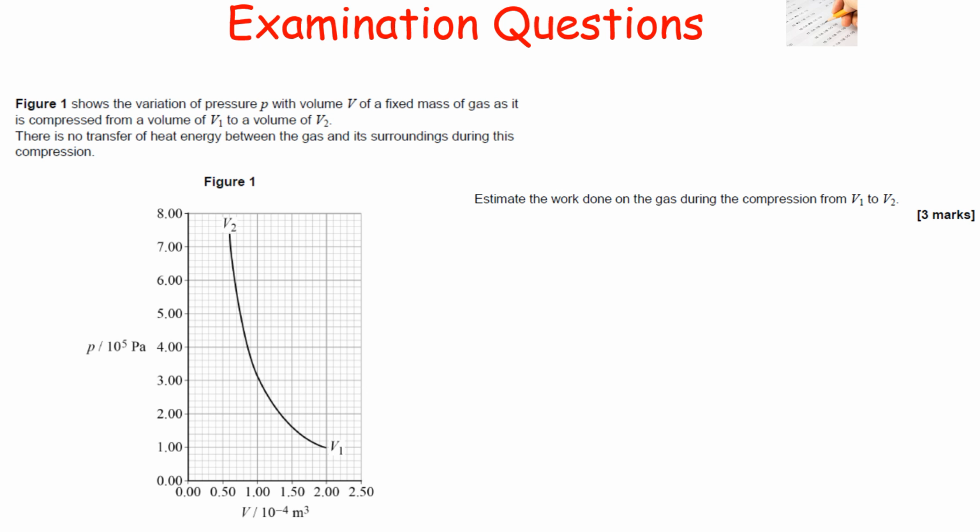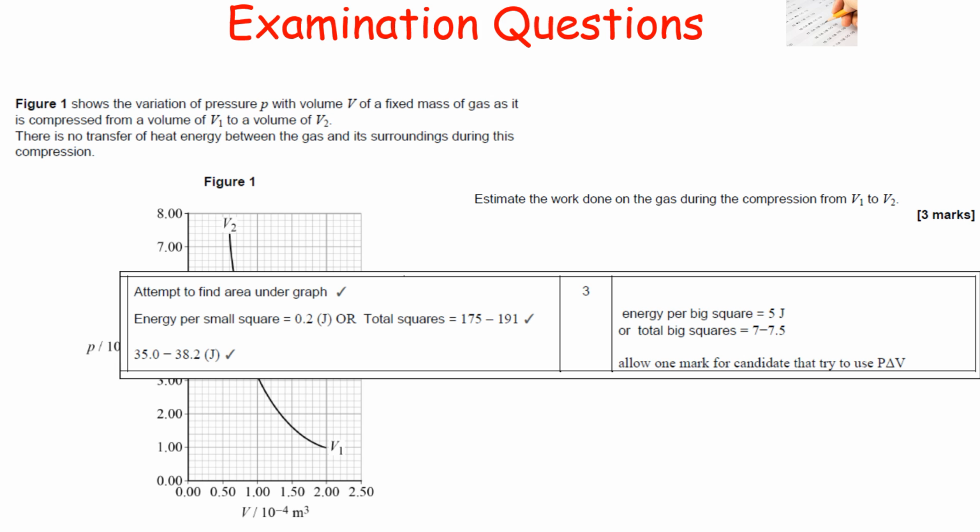Well, it's very important that when you get a PV graph in your exam, to calculate the work done on the gas or away from the gas, it's going to be the area under the graph. So what you should be doing is working out the energy per small square, which is going to be 0.2 joules, by looking at the scales of P and V and multiplying them together. Then you can work out the total number of squares by counting them or working it through with a shape under the graph, and therefore you get an answer between 35 joules and 38.2 joules.